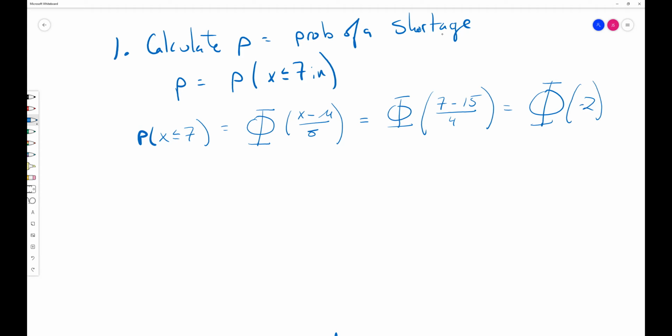And if we go to our table, or we could do pnorm, where we put in -2 in R, or we could do pnorm of 7, where the mean is equal to 15 and standard deviation is equal to 4, that will give us an answer of the probability of shortage is equal to 0.0228. We'll keep that level of precision just so we can propagate that through.